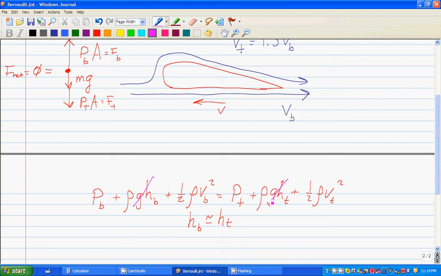Now, this right here is Bernoulli's equation. And then, from our free body diagram, we end up getting that the pressure at the bottom times area, don't forget that area, has to equal mg plus the pressure at the top times area.